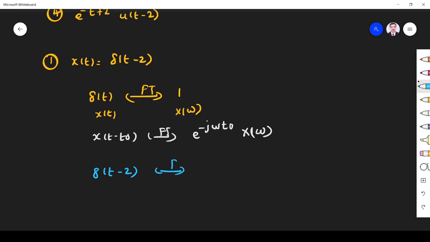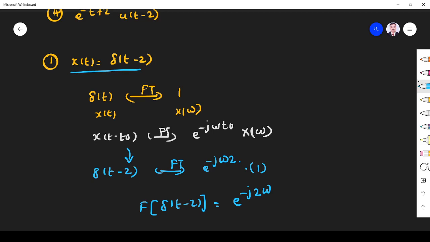So x of t is delta of t, for that X of omega is 1. So delta of t has X of omega of 1 multiplied by e power minus j omega, and instead of t naught we have 2. So the Fourier transform of delta of t minus 2 is e power minus j2 omega. Simple. Clear or not? What is x of t here? Here x of t is delta of t, X of omega is 1.